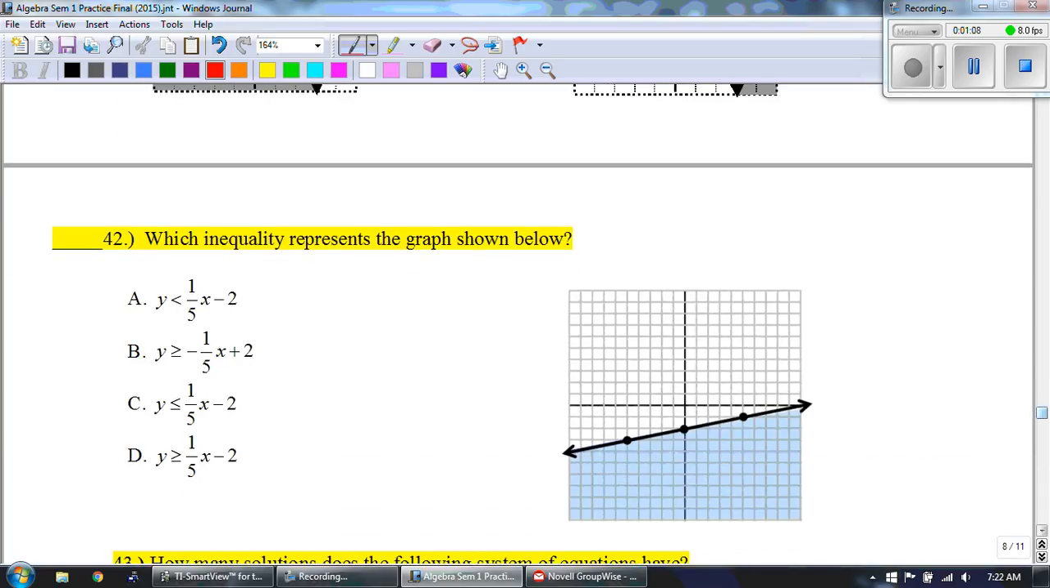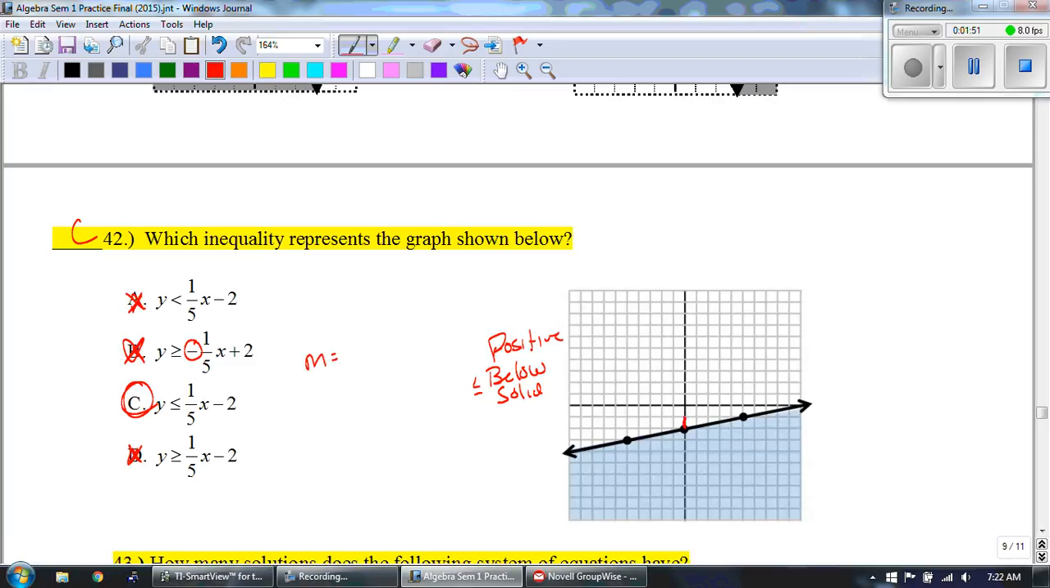Which inequality represents the graph shown below? So the first thing that I know is that this line is positive. Okay, it's got a positive slope. E does not have a positive slope. I also noticed that I shaded below and that it's solid. So below and solid mean less than or equal to. A doesn't have less than or equal to, and well, D doesn't have less than or equal to. So I haven't even done all the work and I know the answer. But let's figure it out anyways.